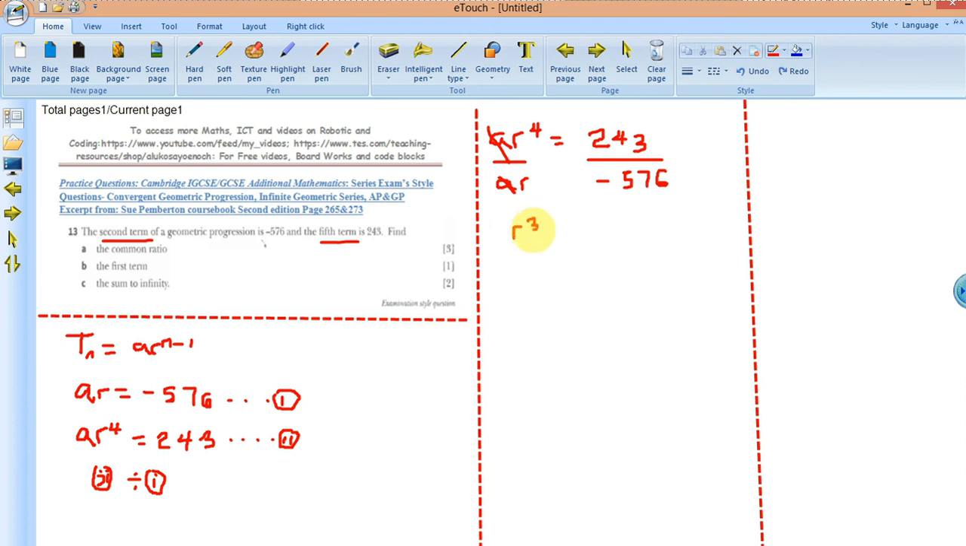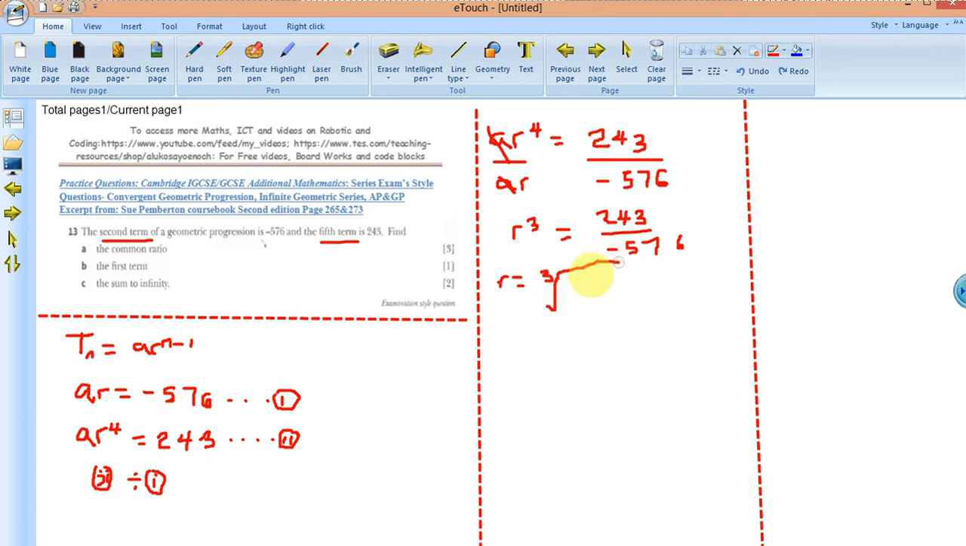So R cubed is 243 over minus 576. I don't know if you can reduce to lowest terms. I care little about that. If you want to do that, go ahead, but I'm not going to waste my time with that. So I go ahead and take the cube root. So R will be the cube root of what we have there. That will be the common ratio, guys.